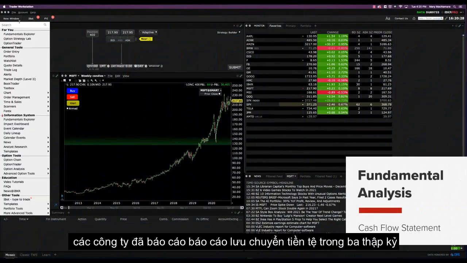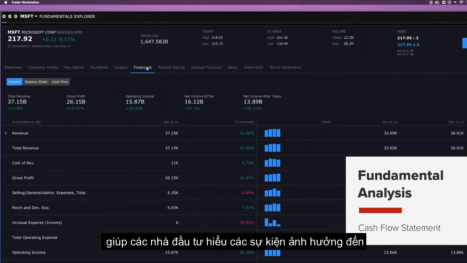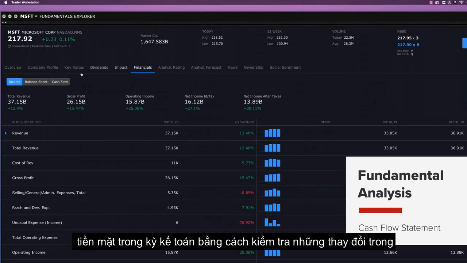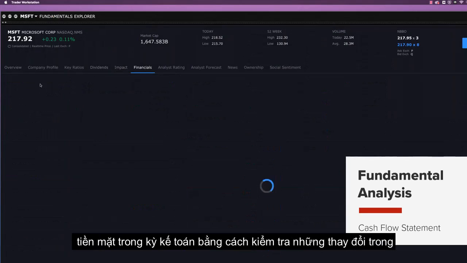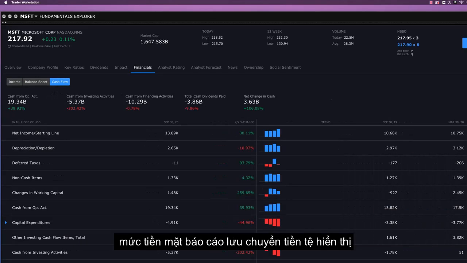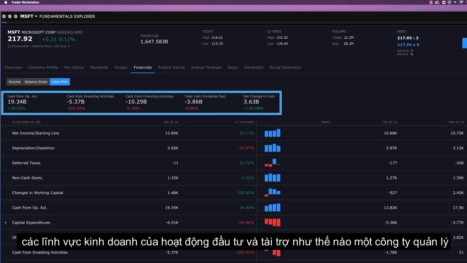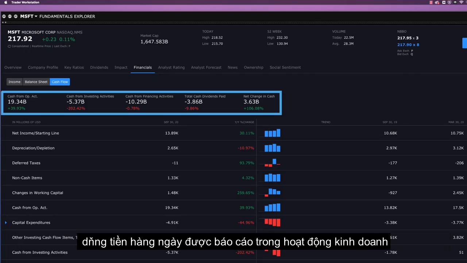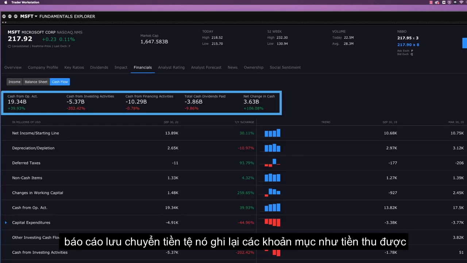Companies have been reporting statements of cash flows for 3 decades, helping investors understand events that affect cash during an accounting period by examining changes in levels of cash. The statement of cash flow displays company uses and sources of cash into 3 business areas of operations, investments, and financing. How a company manages its cash flow day to day is reported in its operating cash flow statement.